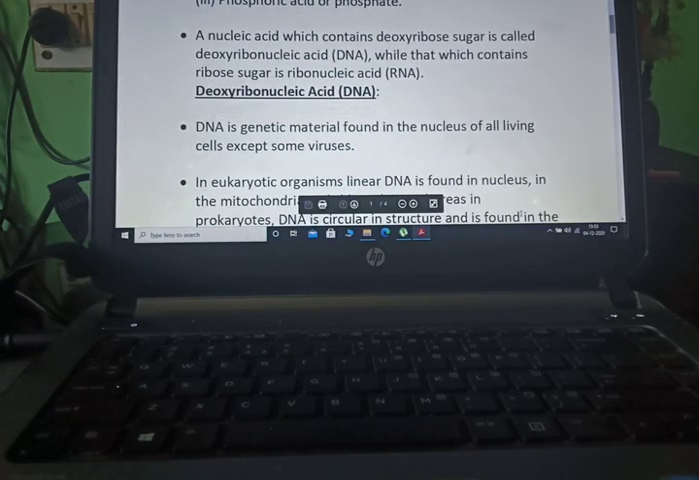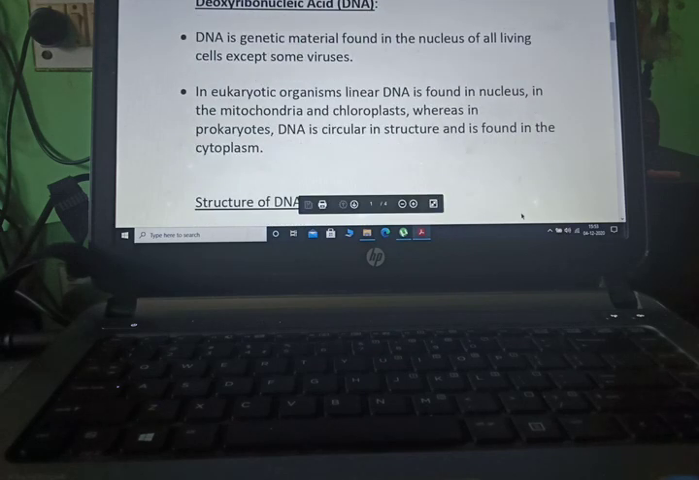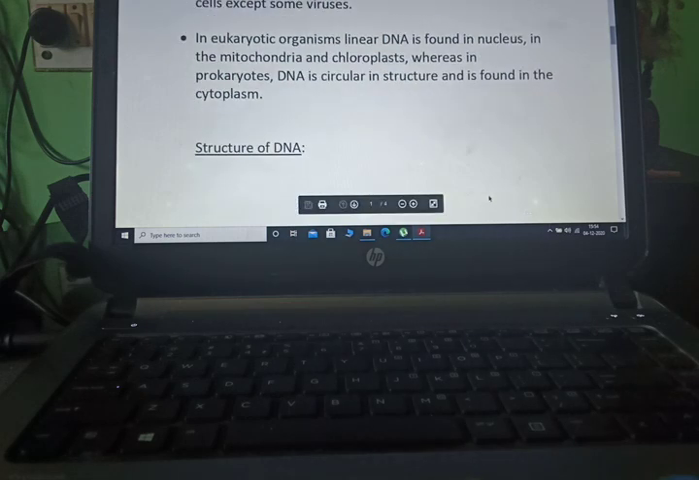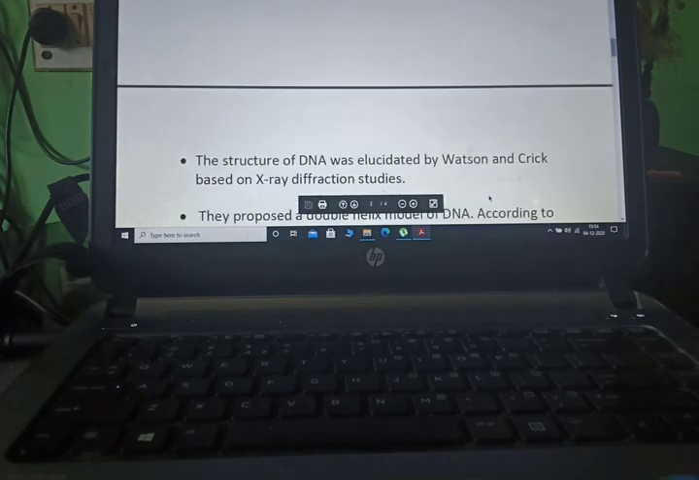A nucleic acid which contains deoxyribose sugar is called deoxyribonucleic acid, while that which contains ribose sugar is known as RNA or ribonucleic acid. Now DNA. It is a genetic material found in the nucleus of all living cells except some viruses. In eukaryotic organisms, linear DNA is found in the nucleus, mitochondria and chloroplast, whereas in prokaryotes, DNA is circular in structure and is found in the cytoplasm.